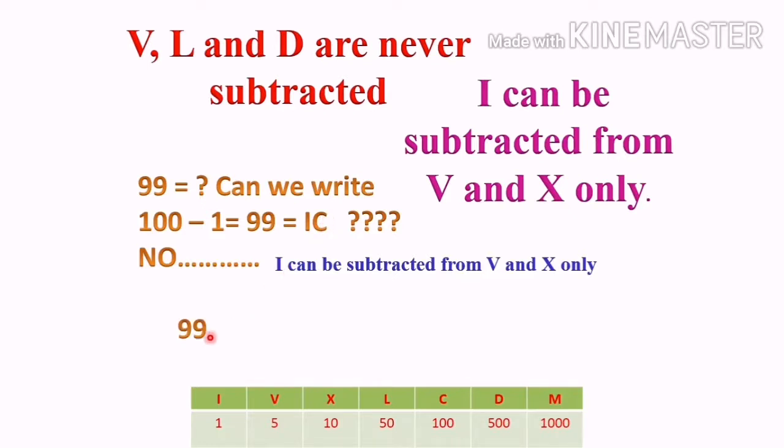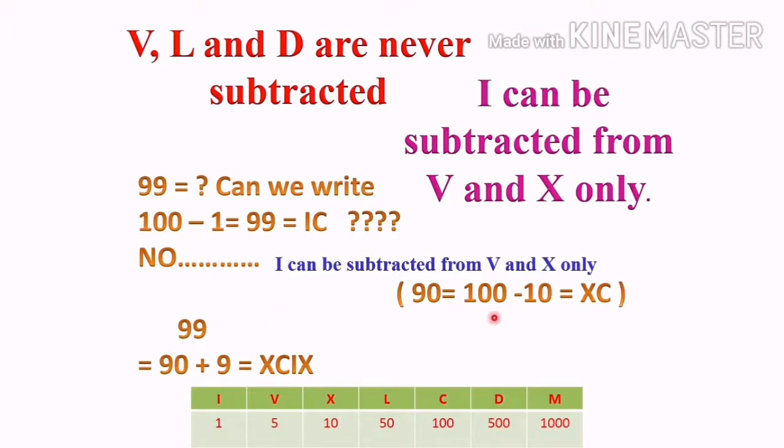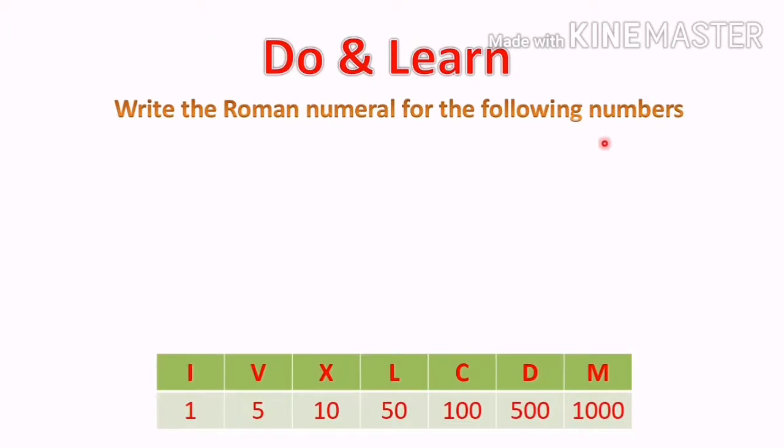So we can split the number 99 as 90 plus 9. Then how will you represent 90? 100 minus 10, XC. So 90 plus 9 is XC IX. Write the Roman numerals for the following numbers.